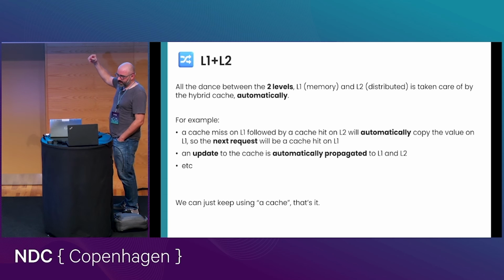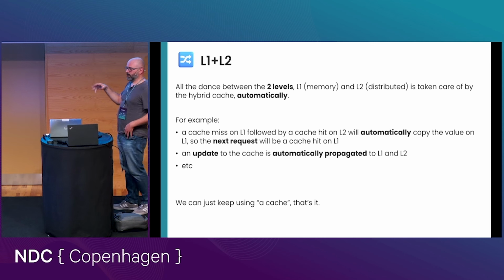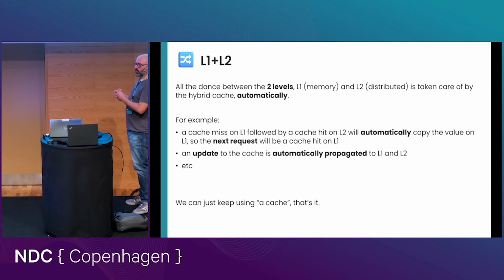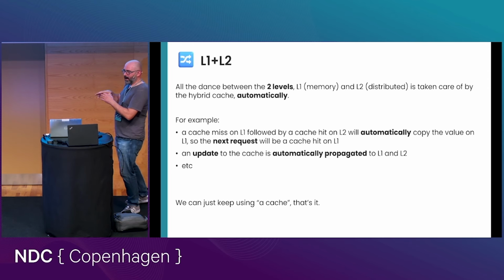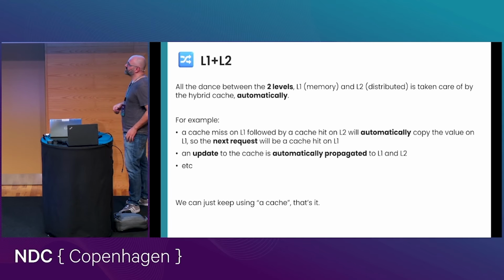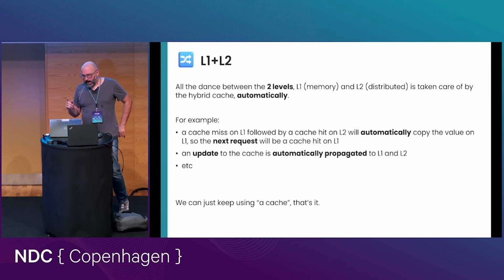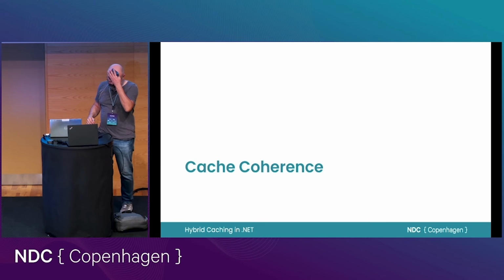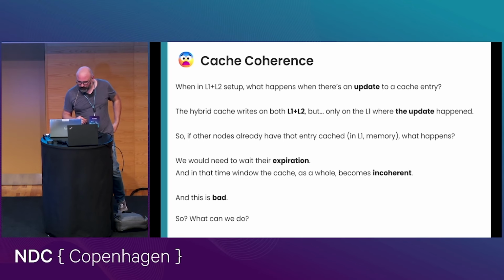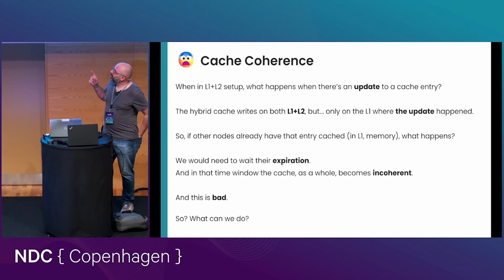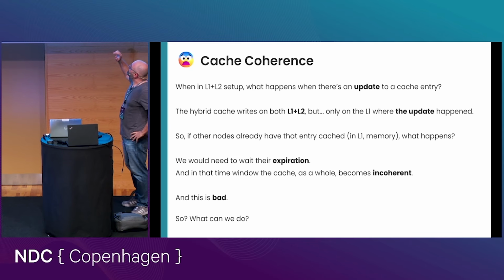the changes are automatically propagated from L1 to L2. So you are on a node, let's say you have 10 nodes, you do one update there, and it will go to L1 and to L2. So all the other nodes will be able to see the change. Basically, we can just keep using a cache, and that's it. But there's an issue here. And the issue is that with an L1 plus L2 setup, what happens when there's an update to a cache entry?